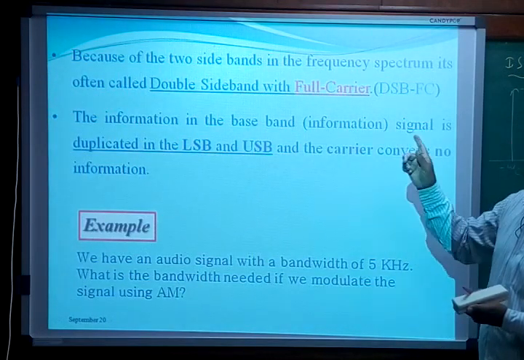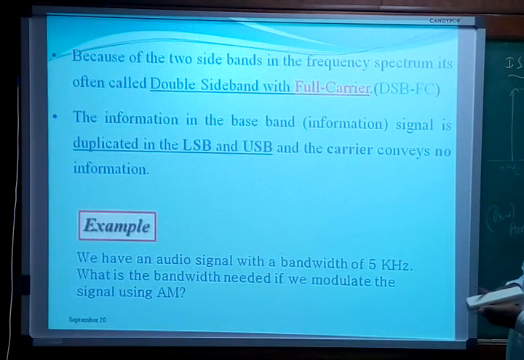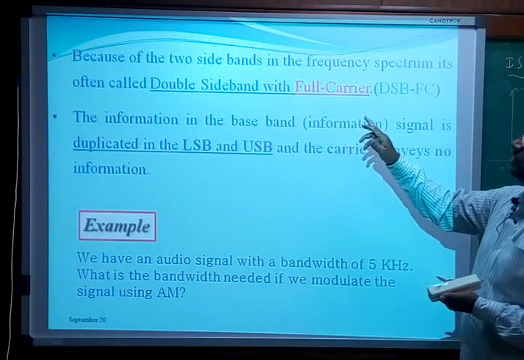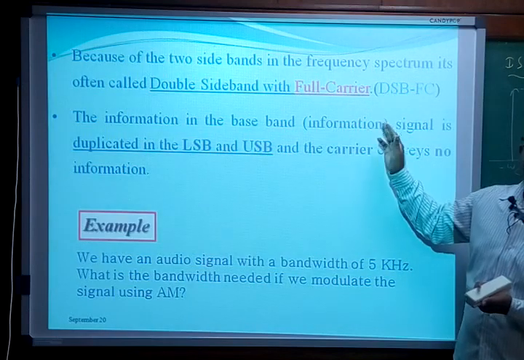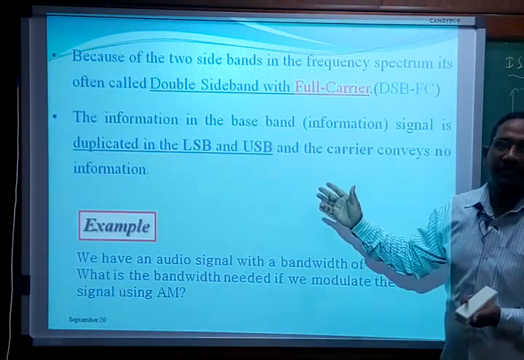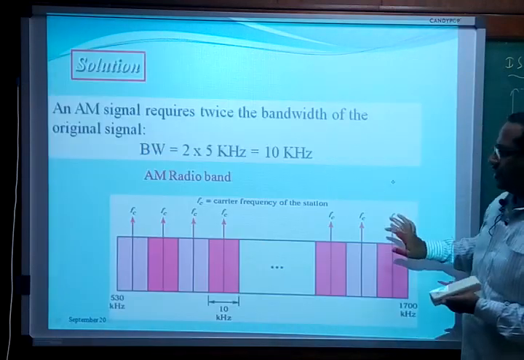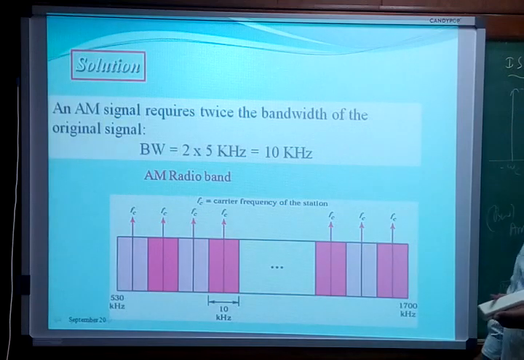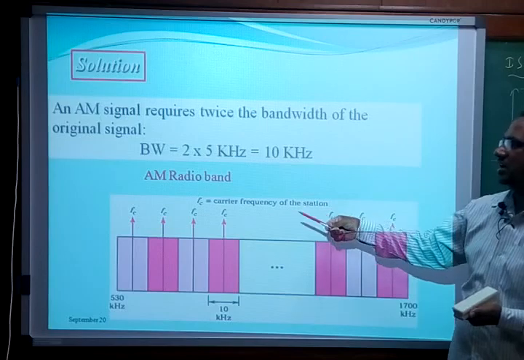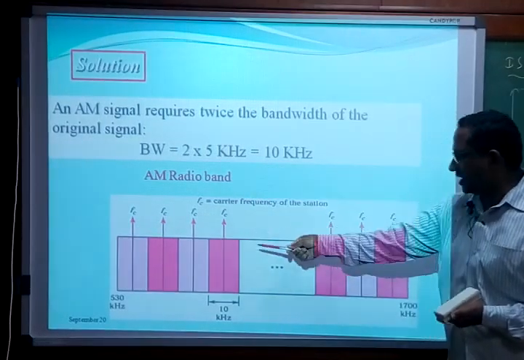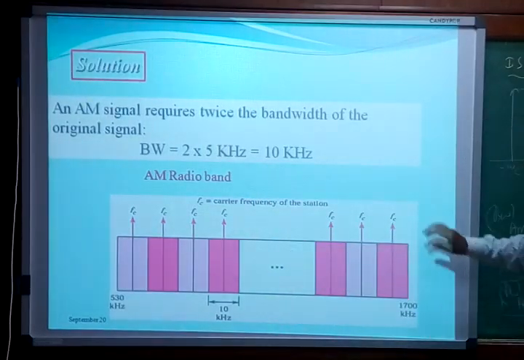Because of two sidebands in the frequency spectrum, it is often called double sideband with full carrier. Why do we call it double sideband? Because we are getting the upper sideband as well as the lower sideband. So this is how the spectrum looks. As we already discussed about this spectrum, once again, if the message signal frequency is 5 kHz, the spectrum is going to look like this.